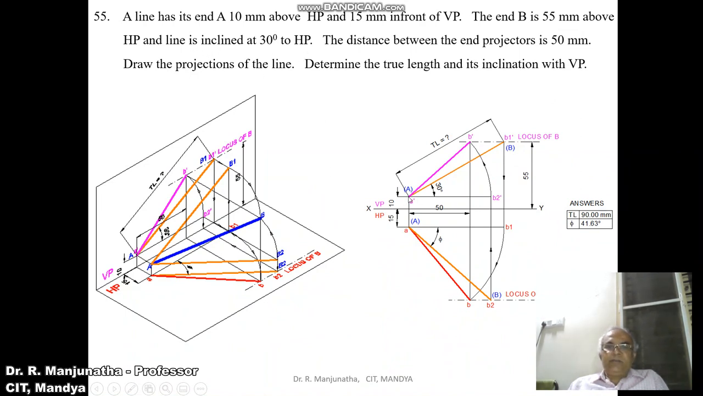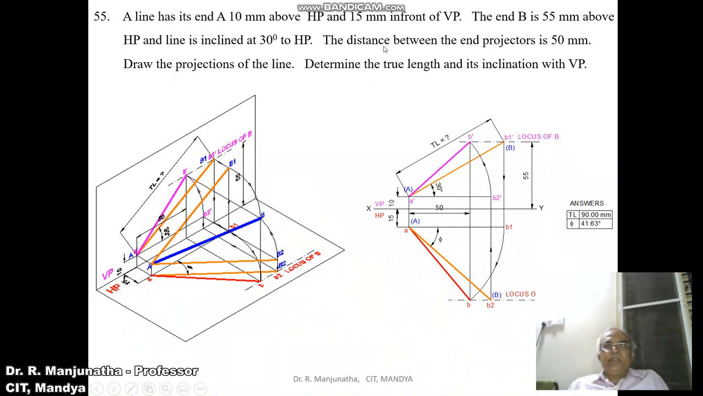From A dash, by using the protractor, you measure an angle of 30 degrees with respect to the horizontal and then draw an inclined line such that it cuts the locus of B here. You mark this point as A dash and this point as B1 dash and join A dash B1 dash with a little bit thicker line than the XY line. So you have got B1 dash. Since it's a true inclination line, you have capital A in bracket and capital B in bracket.